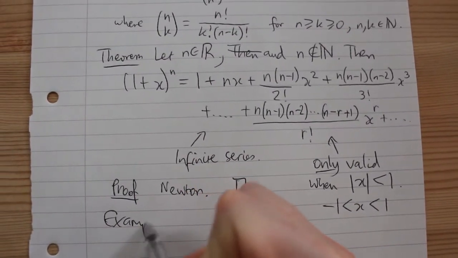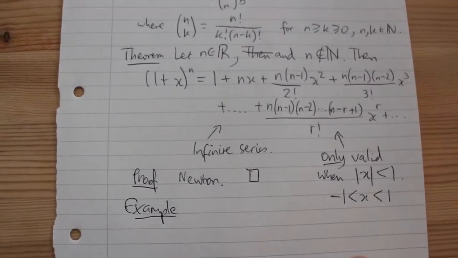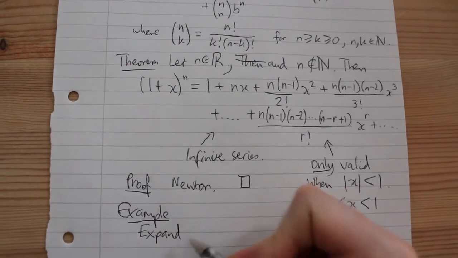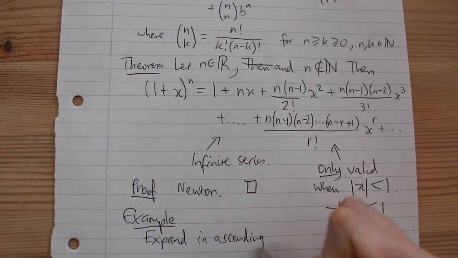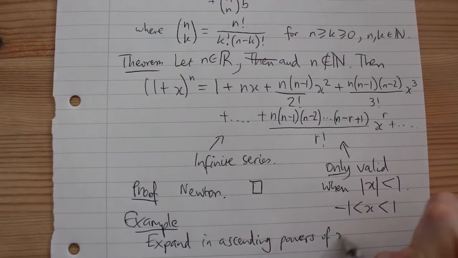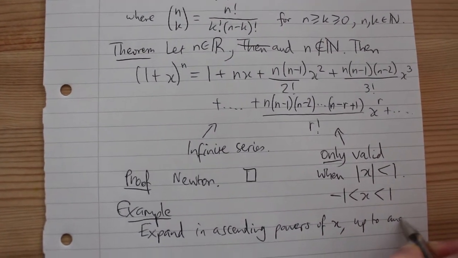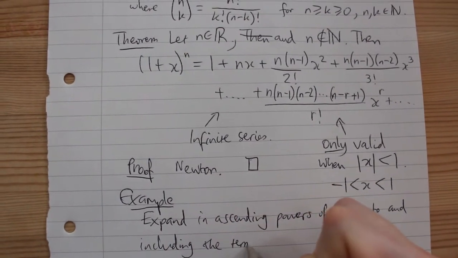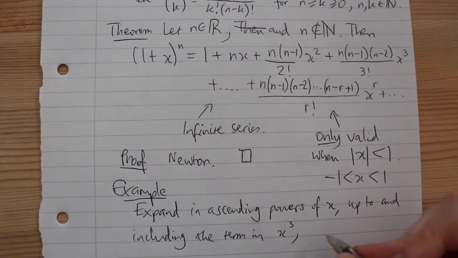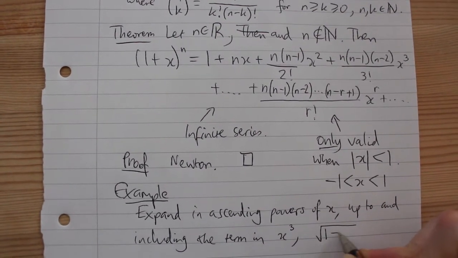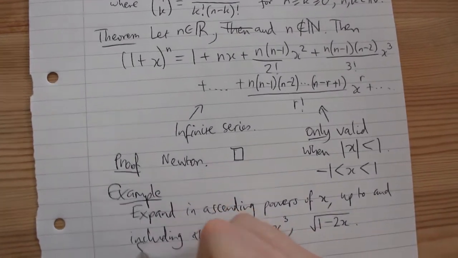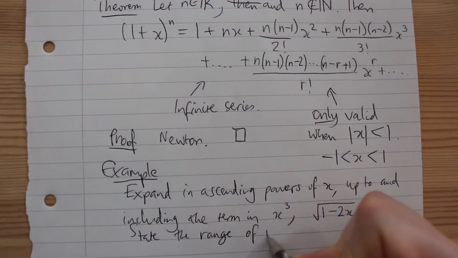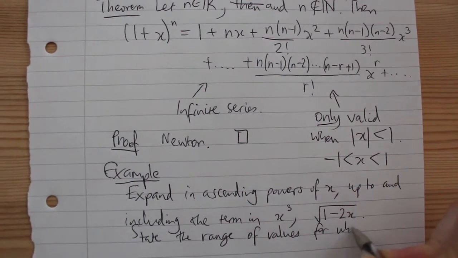So let's see an example. Let's take the example: expand in ascending powers of x, up to and including the term in x cubed, the square root of 1 minus 2x. State the range of values for which the expansion is valid.